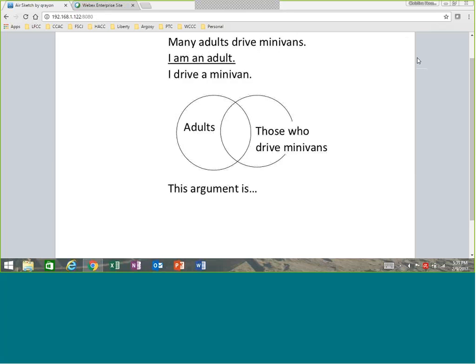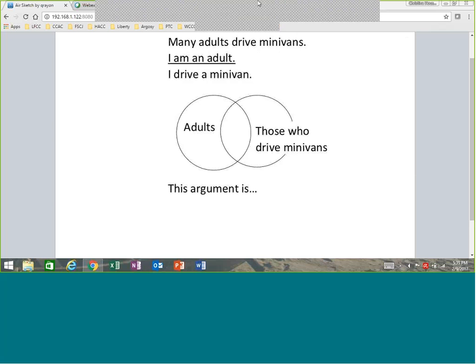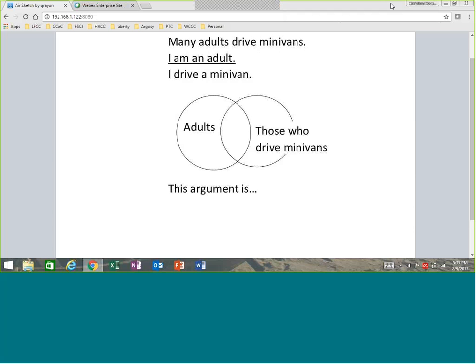Many adults drive minivans. I am an adult. I drive a minivan. Oh, I'll give you a hint for that one. For many, that would be the same thing as saying some adults drive minivans. Some adults, many adults, it's not all. Many is not all. Many is some. So I would say some adults drive minivans. I am an adult. I drive a minivan.